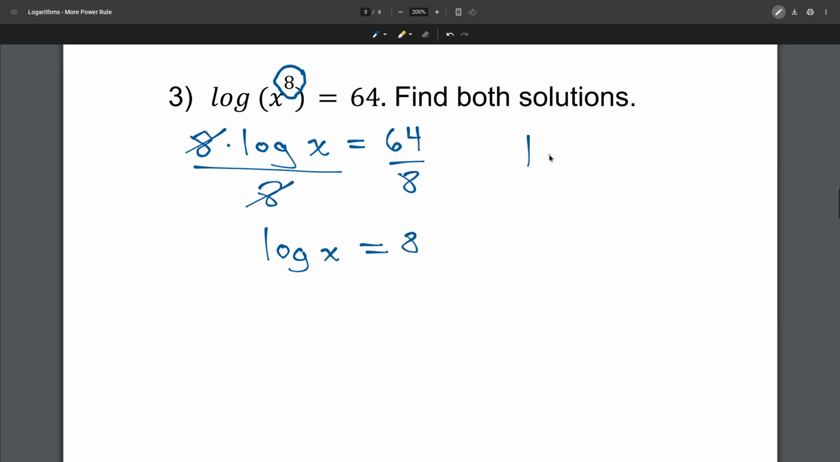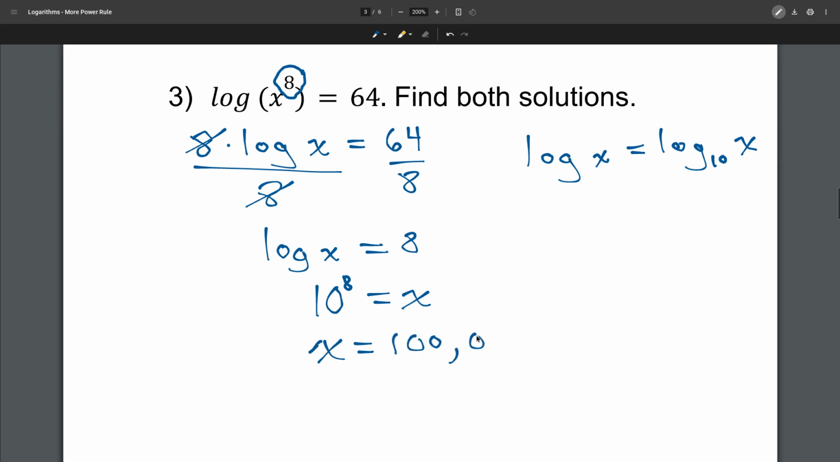Now another way we could write log of x is log with the base of 10 of x. So when they don't write the base, it's actually 10. So when we write this in exponential form, we're going to write 10 to the 8th power equals x. Well, what is 10 to the 8th power? It's a 1 with 8 zeros after it. So it's actually 100 million.